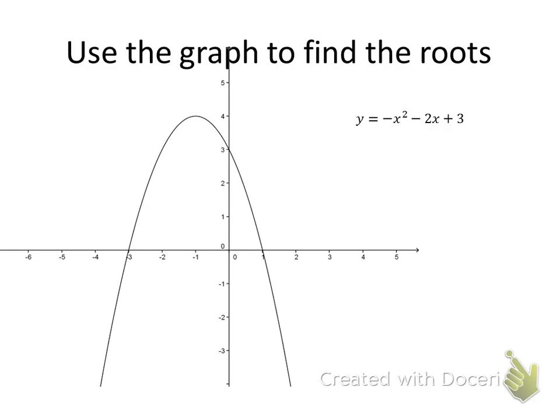Let's look at this parabola. It says, use the graph to find the roots. Roots and the solution are the exact same thing. They're two interchangeable words. So sometimes you'll see solution, sometimes you'll see roots. Roots just means what does x equal. Solution means what does x equal. So that's why I put the two different words on here so you wouldn't be confused. Like, wait a second, what does roots mean? It just means find what x equals.